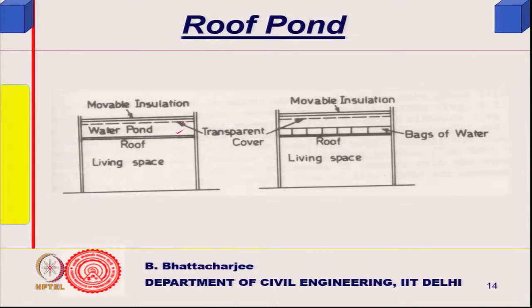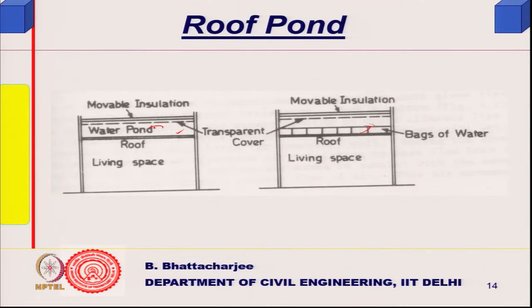You might make a water pond and cover it up with a transparent cover and some movable insulation, right. So your bags of water could be there, or a water pond could be there, and then a transparent cover through which light will come, and movable insulation. Daytime you put in the insulation, night you remove it. So this water will store the heat, will not allow it to go in, but at night it will radiate back, and also part of it will be inside the room.